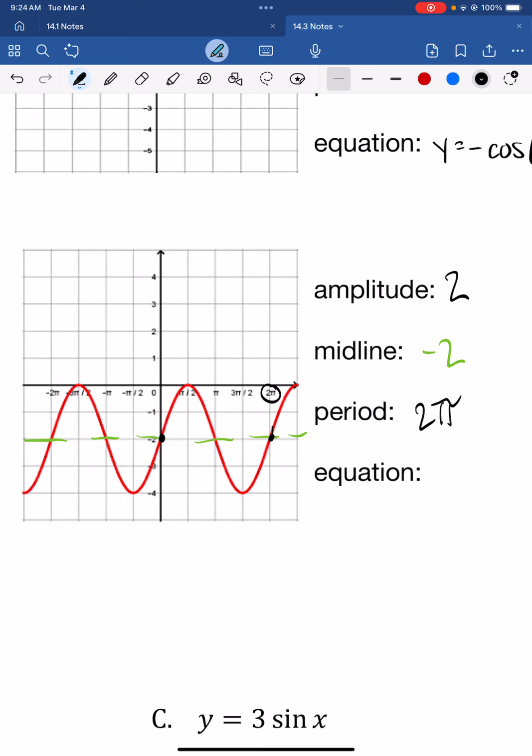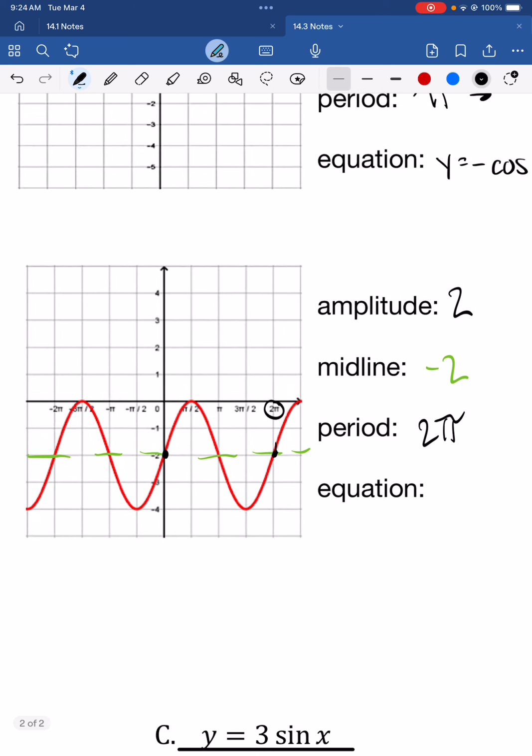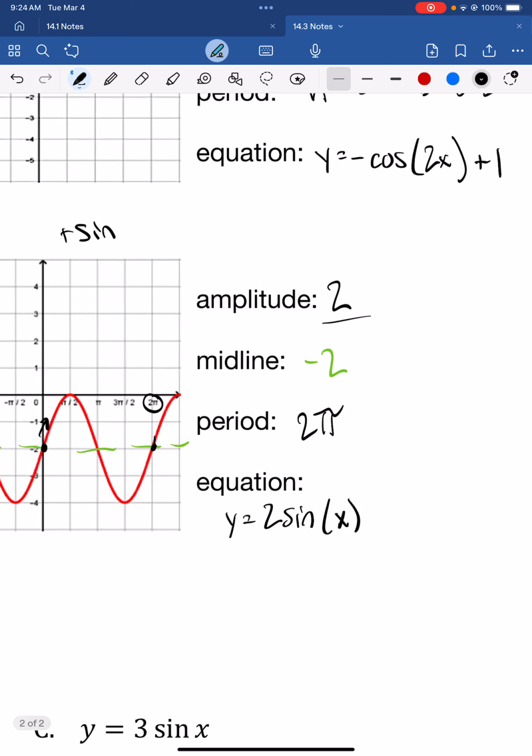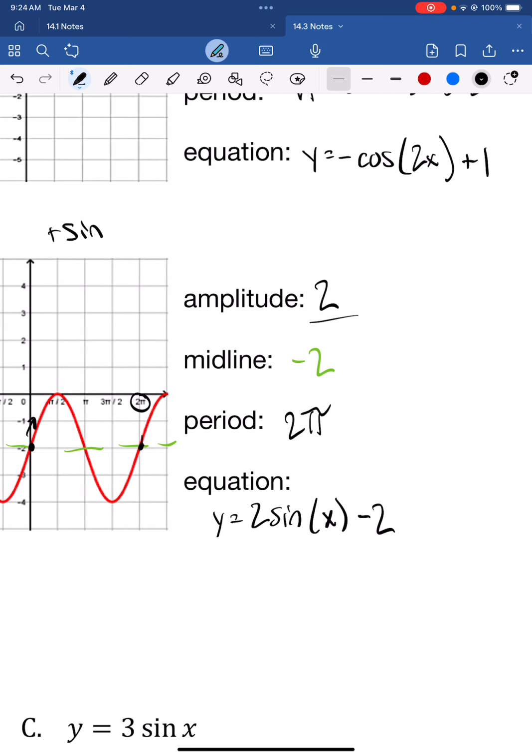And so the way that we would write this equation is, well, we said it's a sine graph. It's going up first, so it's going to be a positive sine graph. So we'll say y equals, and then our amplitude is 2. So 2 times the sine of, since our period is 2 pi, it's just an x, and then -2 on the back because our midline moved down 2.